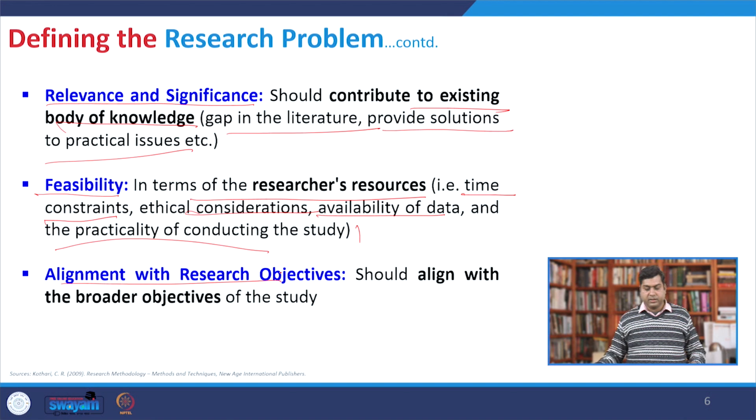Then alignment with the research objectives. Obviously, from the research problem we formulate the research questions, and then accordingly the objectives will be framed. So, this is very much interlinked.